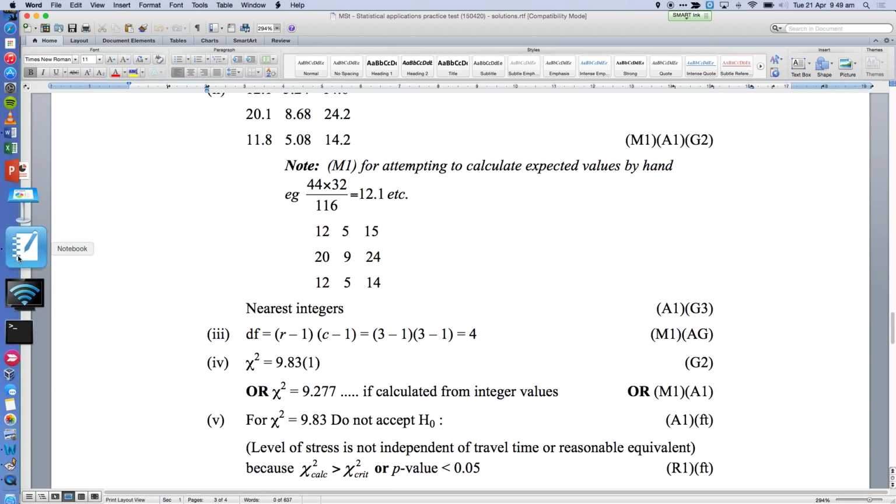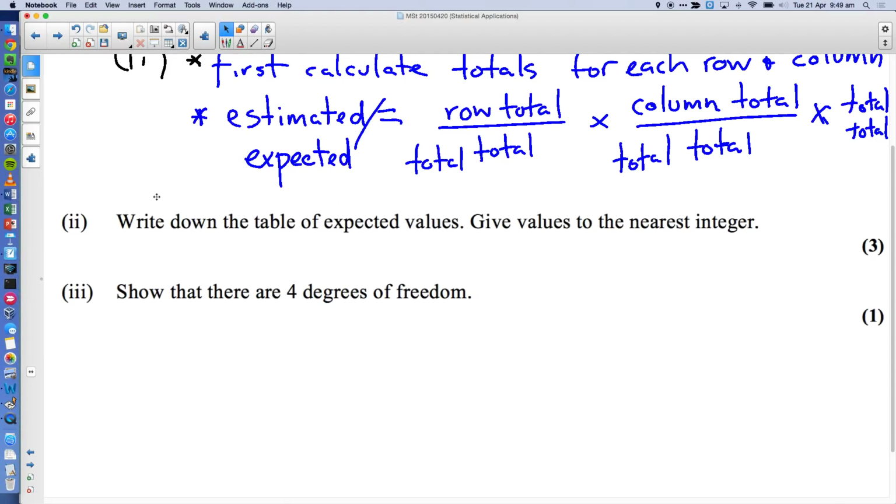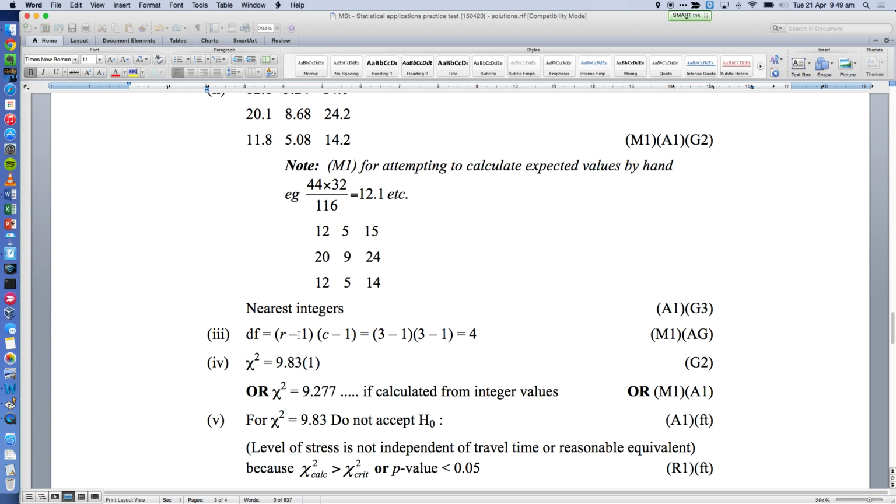Our next part of this question was show that there are 4 degrees of freedom, and we know that this is one that we need to remember. The number of rows minus 1 multiplied by the number of columns minus 1, 3 minus 1, 3 minus 1 equals 4. You need to put that whole thing down, okay? You need to say this row minus 1, column minus 1, so they show your understanding. If you just put 3 minus 1, 3 minus 1 equals 4, or even 2 by 2 equals 4, you're not going to get the marks where you actually need to show how you work this out. Degrees of freedom here and across to there.